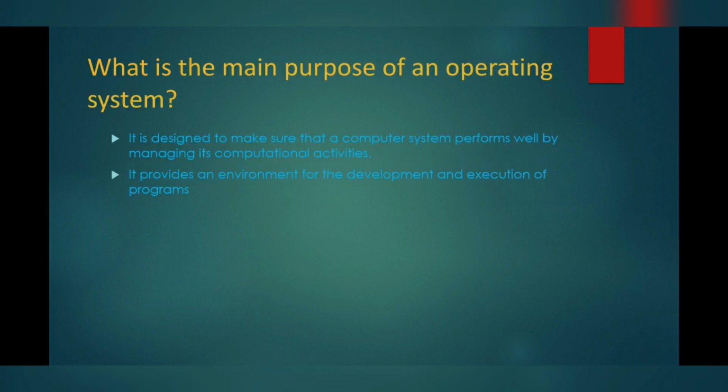What is the main purpose of an operating system? It is designed to make sure that computer system performs well by managing its computational activities. It provides an environment for the development and execution of programs.